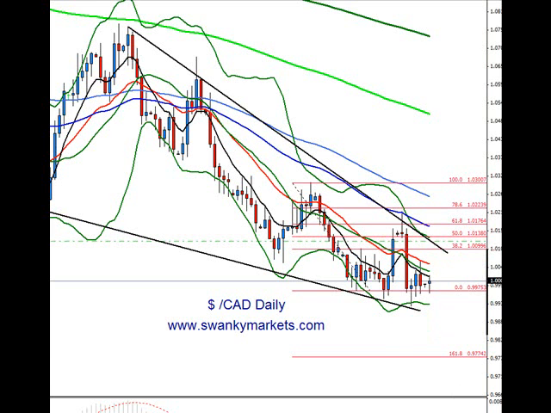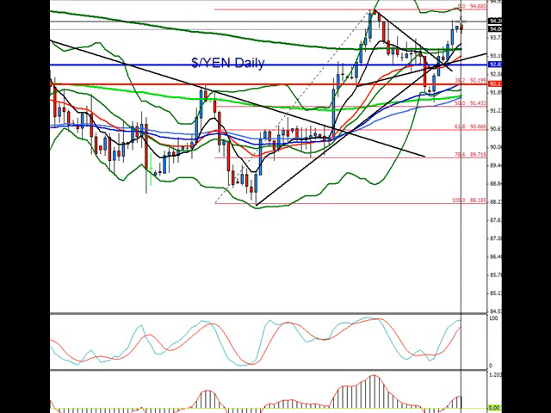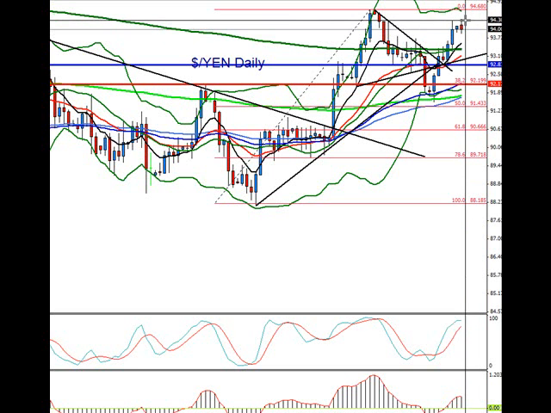We got the US dollar yen. This pair has not really gone anywhere today. You can see here on the daily it's hardly moved. We've had a very small range on this pair today. It has moved 41 pips today. It's not moved at all.